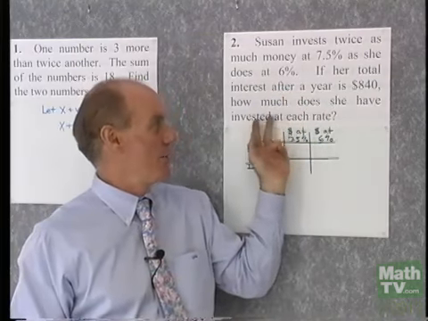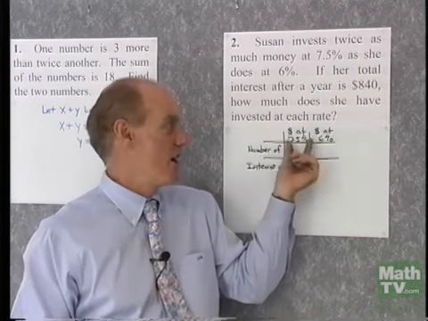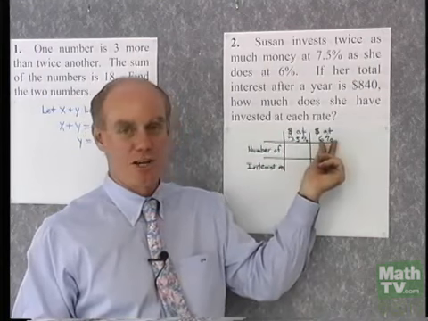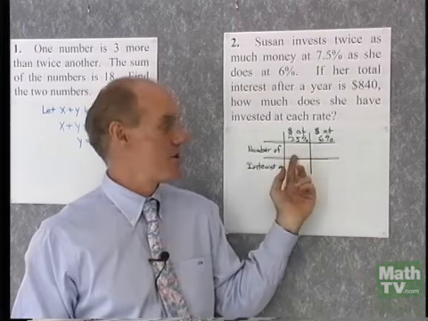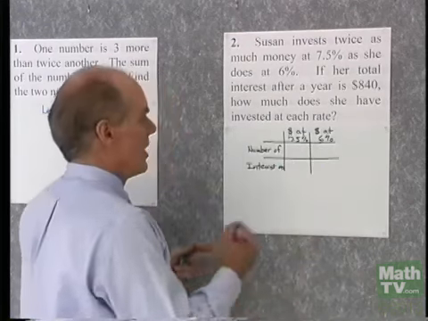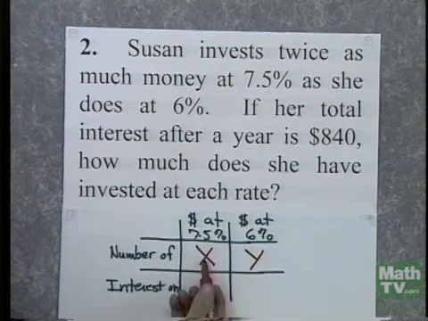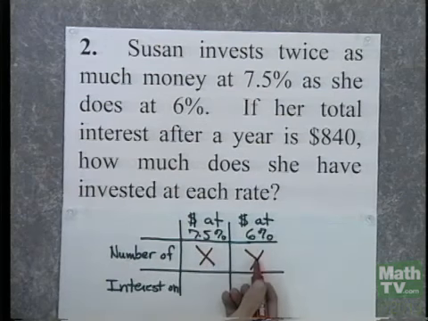Now I'm asked here for how much she has invested at each rate, so I want to know 2 different things. How many dollars does she have invested at 7.5%, and how many dollars does she have invested at 6%? So I'll use 2 variables. x I'll let be the amount that's invested at 7.5%, and y will be the amount invested at 6%. So x stands for the number of dollars that are invested at 7.5%. y stands for the number of dollars invested at 6%.